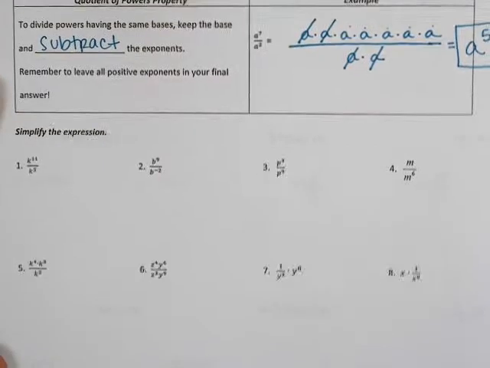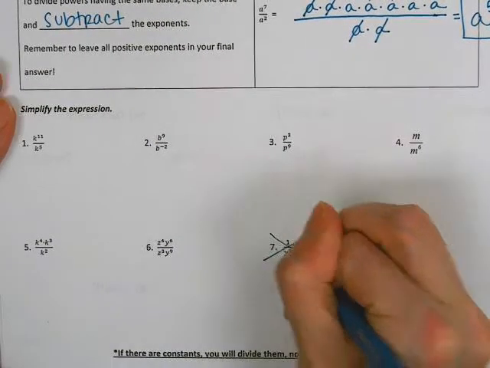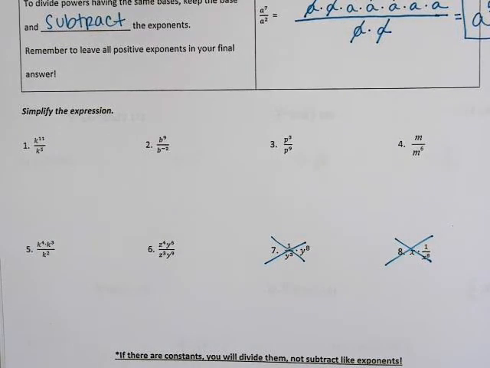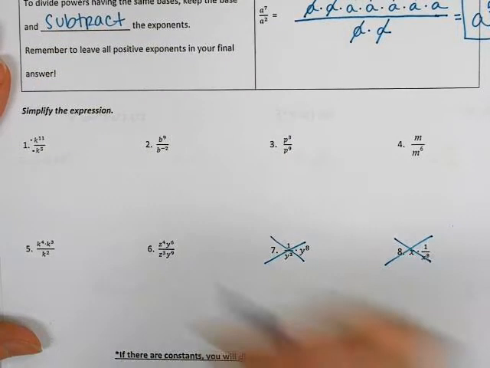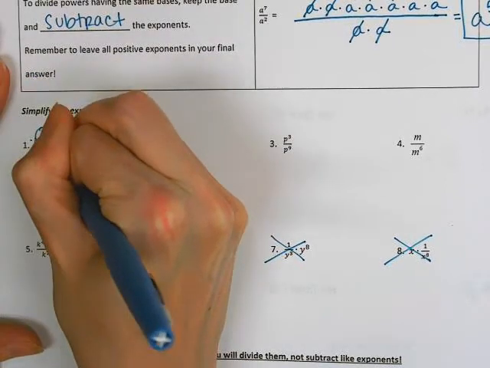All right, let's try some. Before we get started, we are not doing 7 and 8, so you can cross those off. Okay, so number 1, if we have the same base, we subtract the exponents. So the k stays, and 11 minus 5 is 6.